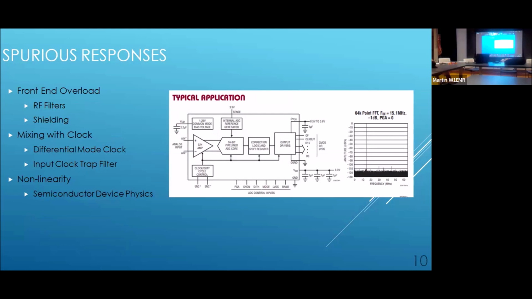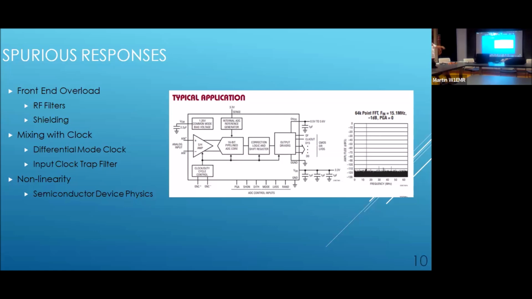Okay, spurious responses. Yes, A to Ds could give us spurs. Front-end overload, RF filters and shielding. If there's an extremely strong signal, it may peg your A to D converter so that it's trying to digitize a signal that's way beyond its range, and it's going to give you nothing but garbage on the output. So it's going to need some RF filters there. You may need some RF shielding. It's possible for your signal to mix with the clock. The clock is causing the A to D converter to sample. So what you want to do is make sure that clock signal is canceled out in the A to D circuitry itself.